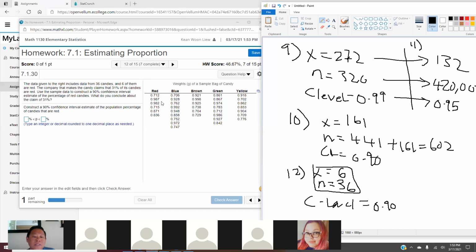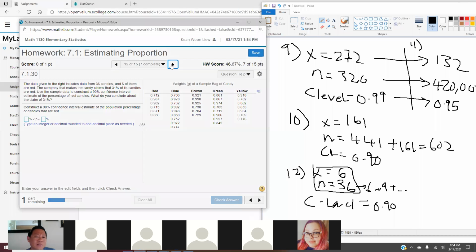And how many total? How you get 36? You just count how many candies you have. This is 6, 7, 9, right? This is 9. This is 6. This is 8. And then this is 7. So you add all these candies up, you get a total of 36. So if you add 6 red, 9 blue, and all the rest, you will get 36 here. You guys with me here? And then put it in your StatCrunch, and you can run through to get the percentage. The rest is the same.